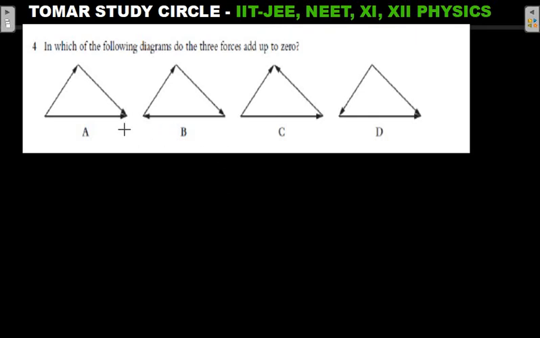In this case, the correct triangle is given in option B. The first force is here, the second force is here. The resultant of these two forces will be along this line. This is basically the resultant of these two forces. This force and this force are equal and opposite, hence the resultant becomes 0 in this case. The correct answer is B.